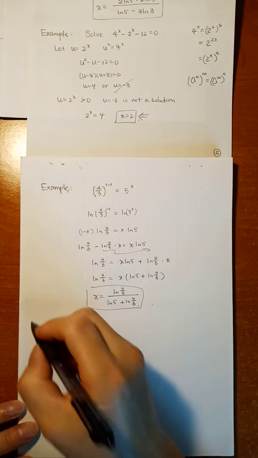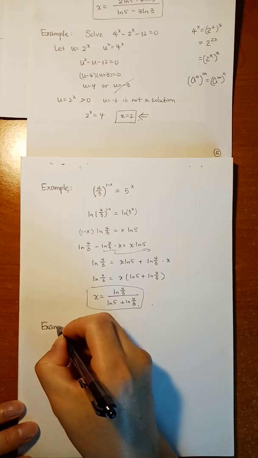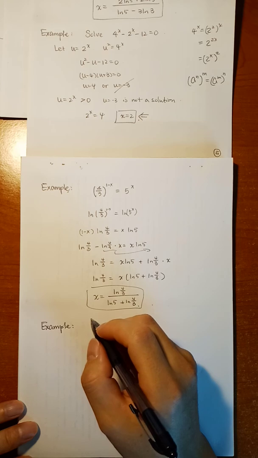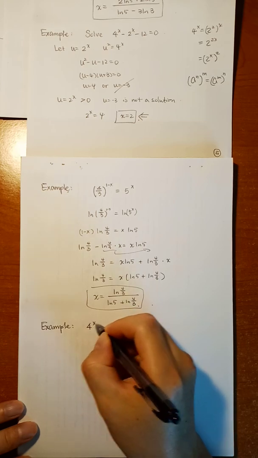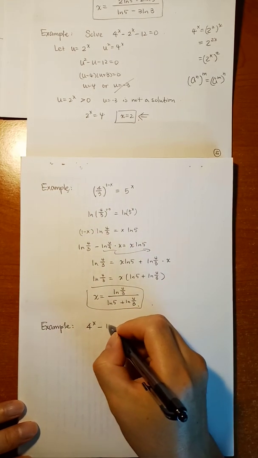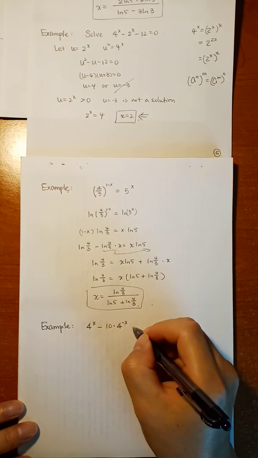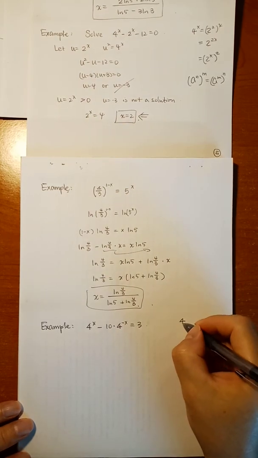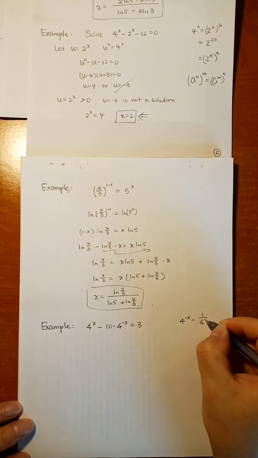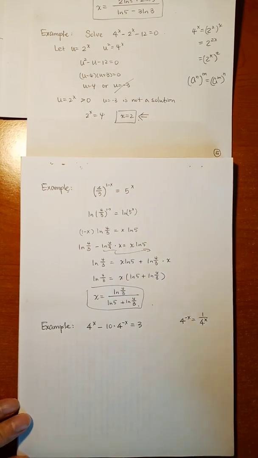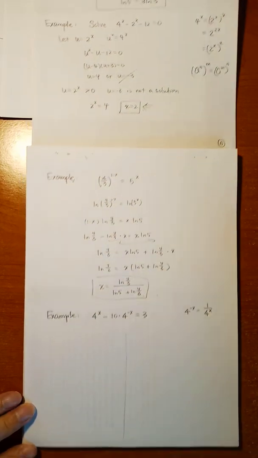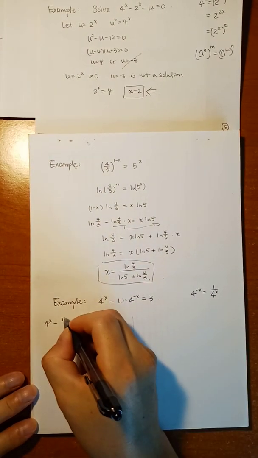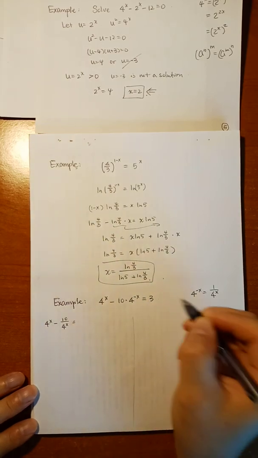Let's see this example. If we have 4^x minus 10 times 4^(negative x) is equal to 3. Remember, 4^(negative x) is 1 over 4^x. I possibly don't have enough space, so I use this part. So first, let's write it: 4^x minus 10 over 4^x is equal to 3.